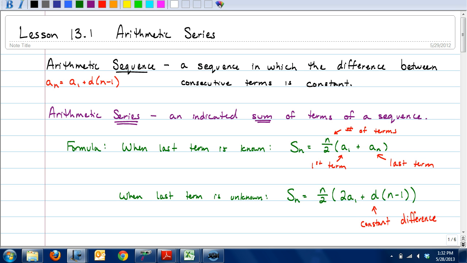So we have a couple of formulas that we could use here, because we could have a situation where we know the first and last term, so we would need this first formula, where n represents the number of terms in the sequence. A sub 1 represents the first term. A sub n is referring to the last term. Now, if we don't know what the last term is, if I just know what the first term is and what we're going to be adding each time and how many total numbers there's going to be, we would use this second formula. So let's look at a couple of examples.